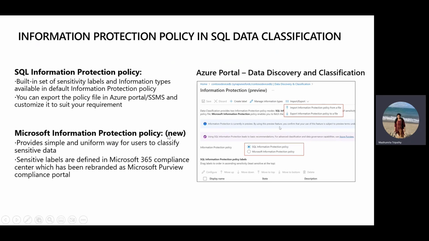Microsoft Information Protection policy is new, and you can see this option in the Azure portal as well as in SSMS. This integrates with Microsoft Purview or Microsoft 365, and to leverage this policy or the labels defined as part of it, the admin must have created those sensitivity labels in the Microsoft 365 Compliance Center, which has been renamed or rebranded as the Microsoft Purview Compliance Portal. Once you have those labels defined there and published to certain users and groups, you can leverage those labels to classify the data in Azure Synapse or SQL.